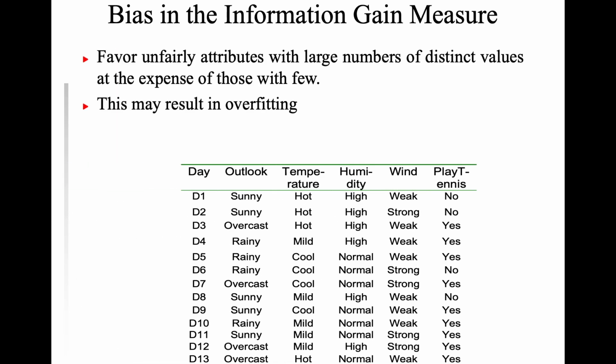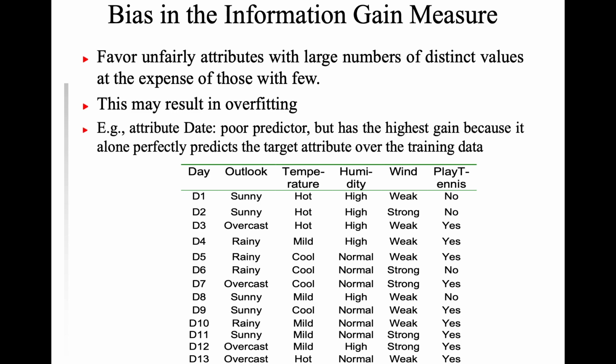And so the problem with this method is that it's biased toward the number of values for an attribute. So what does that mean? For example, consider an attribute day. In this example, we have 14 distinct values of day.